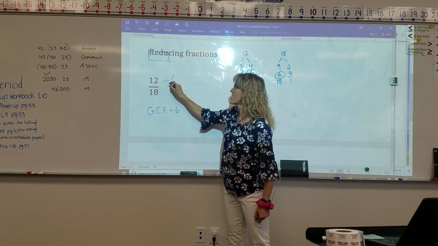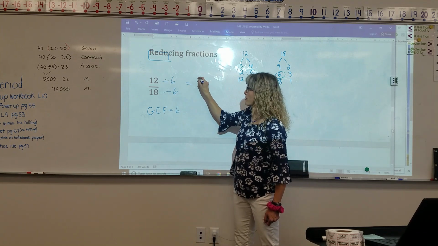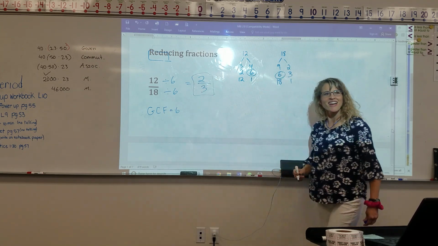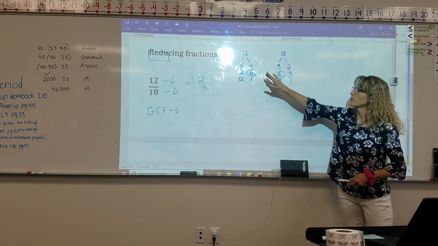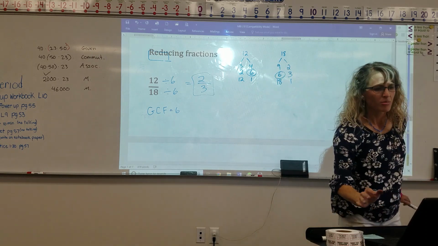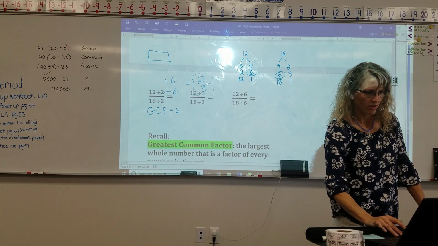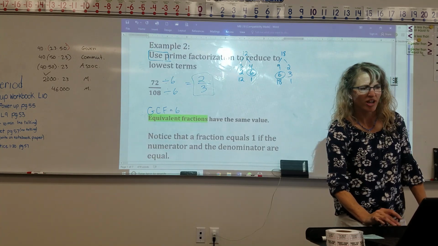What do I do with the 6? I divide it out of the top and the bottom. 12 divided by 6 is 2. 18 divided by 6 is 3. My reduced fraction is 2/3. Is that cool? You can use your prime, well, we didn't prime factorize. We're going to do that next. But you can find your GCF that way. Okay. We are now going to prime factorize to reduce.